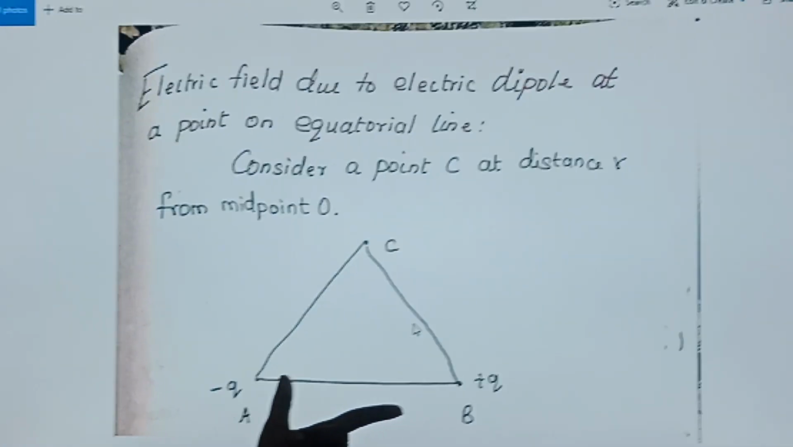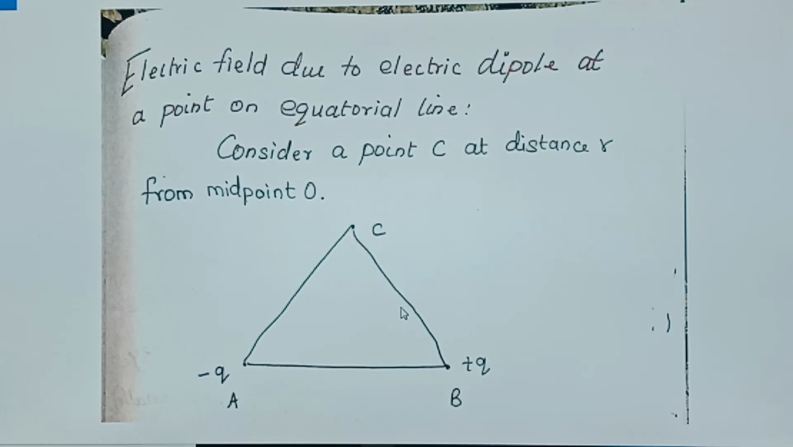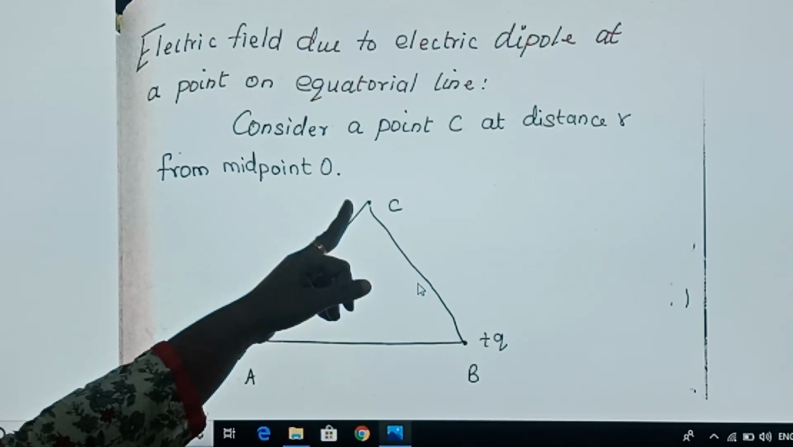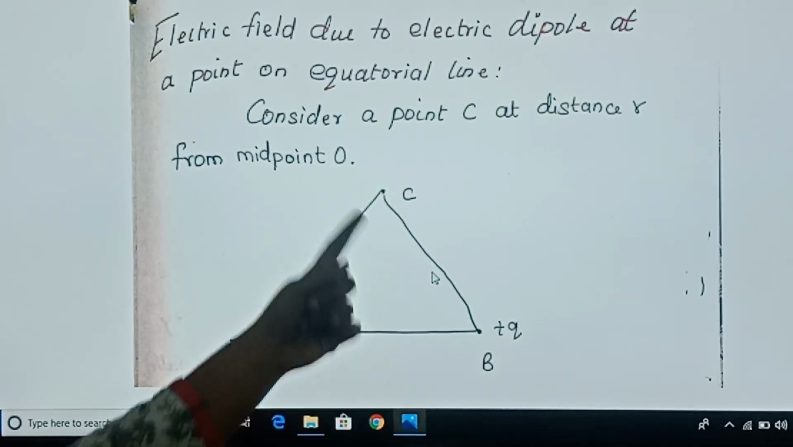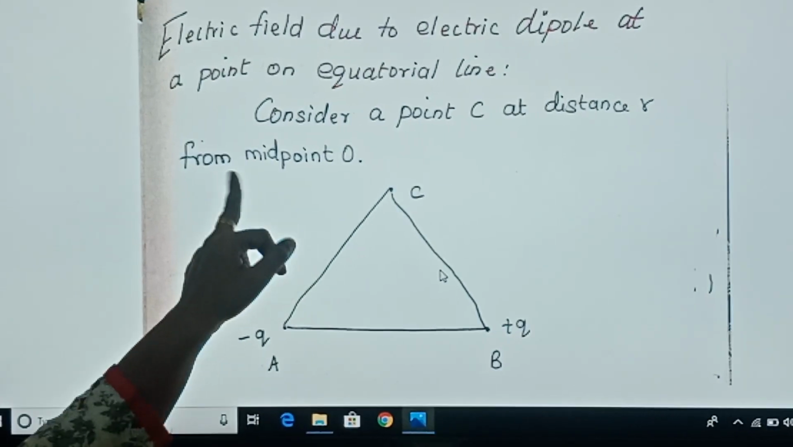Good morning, everyone. Already we have seen the topic axial line. So now what we are going to see is about the equatorial line. When you see in the axial line, along the axis we consider the point C. But here, along the equatorial line, we are considering a point C which is in the perpendicular direction from the points AB. So consider a point C which is at a distance R.